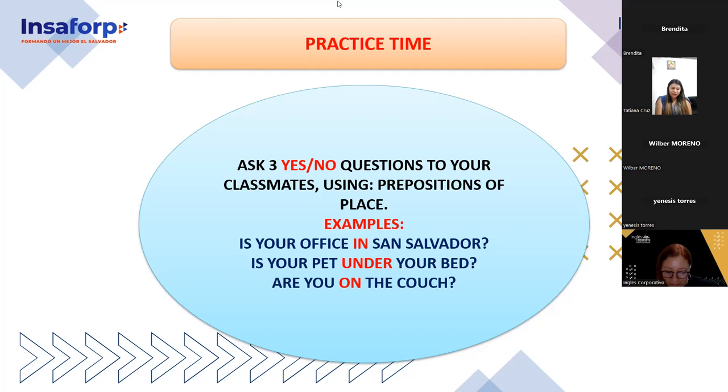Tatiana, the last question. Is your shoes are... Plural, shoes is plural. Are your shoes under your kitchen? Yeah, they like chicken. Repite la pregunta, Tatiana. Are your shoes under your kitchen? Está diciendo chicken. Kitchen. Están sus zapatos bajo la, abajo de la cocina, Wilber. Are your shoes under the kitchen? No, they are not. Under the kitchen. Very good. Thank you, Tatiana.